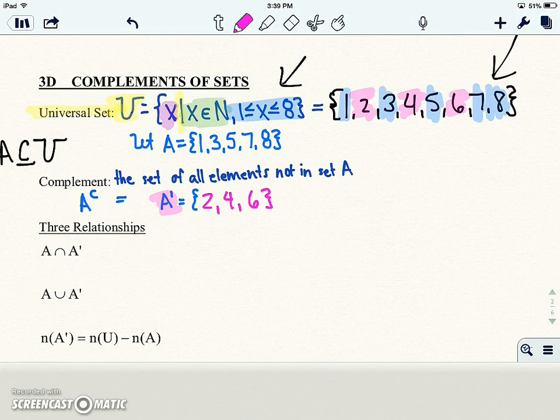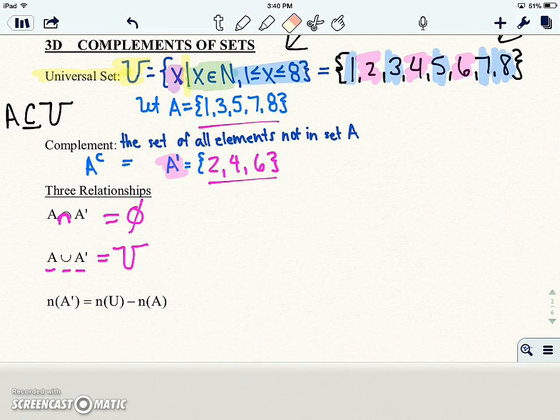Okay. And then we have some relationships. Remember, intersection means and. Are there any numbers in set A and set B, any of the same numbers? And the answer is no. So that will always be the empty set. There's nothing in there. A union, or sorry, excuse me, A intersect A complement. So I lied. A union A complement. Let me say that again. A union A complement. That would be putting them all together. So we'd put all of these numbers together with all of these numbers, and we'd be back to the universe. We'd have everything in the set.